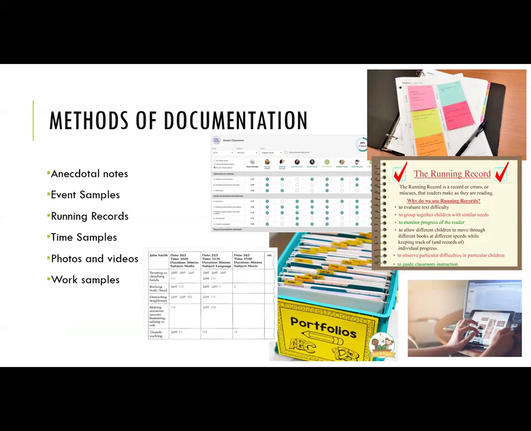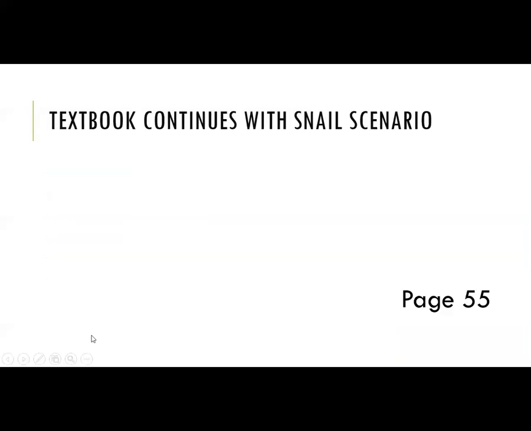There are various methods of documentation that could be used to capture children's learning. Anecdotal notes provide brief descriptive accounts of specific incidents, event samples focus on recording occurrences of particular behaviors or actions over time, running records capture continuous real-time observations, time samples note behavior at specific intervals throughout the session, and photos and videos give you visual documentation of key moments. And then there are also work samples that showcase a child's output, like drawings or writings. Ideally, you want a mix of all of these for a comprehensive view. And there's where I mentioned the snail scenario.